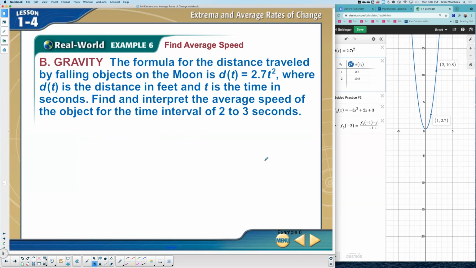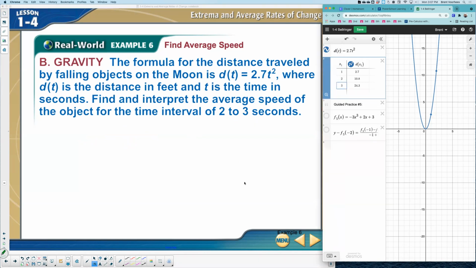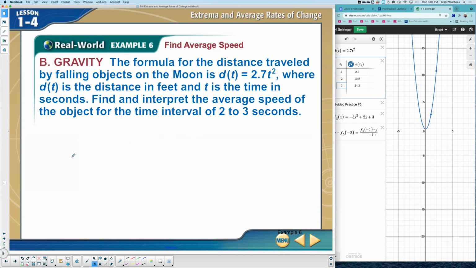Now part B, we want to do the same thing, but now we want to look between 2 and 3 seconds. So between 2 and 3 seconds, let's just use the same formula again. The object would fall 24.3 feet minus the original distance it fell, which was 10.8 feet. And again, we'd have a final time of 3 seconds minus the original time of 2 seconds. And so here, when I do my subtraction, I think I'm going to have 13.5 in the numerator over 1.